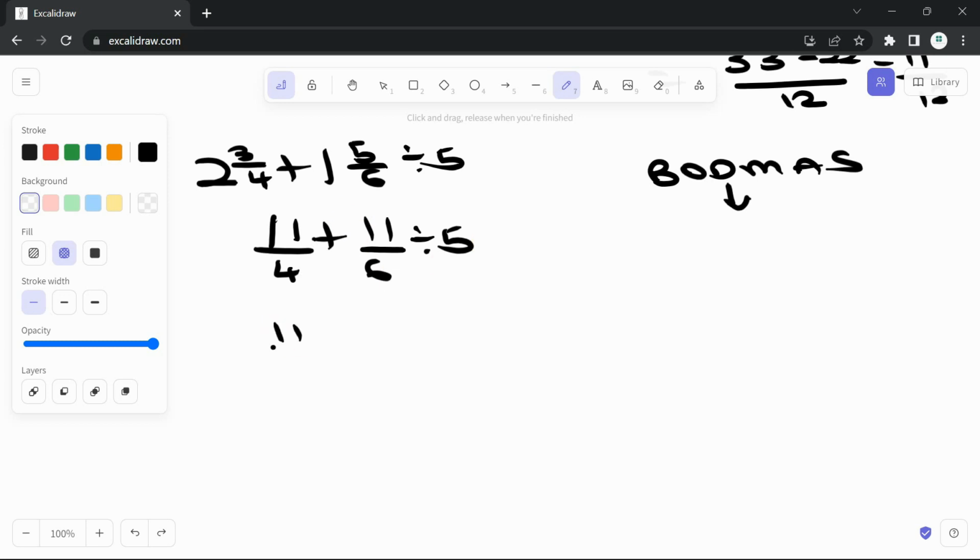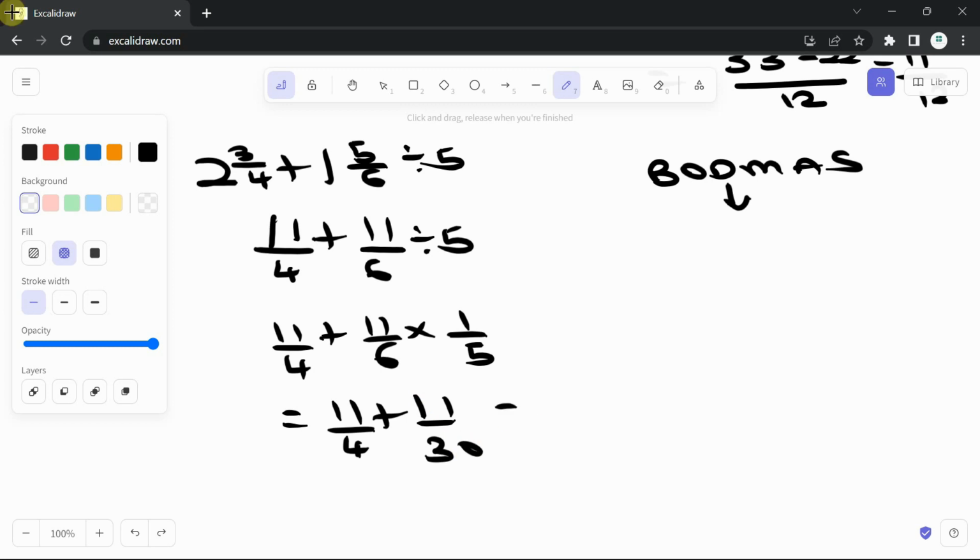So we need to take care of the division aspect, which is these two guys, right? So let's take care of that. So that is 11 over 6 divided by 5. To take care of this division, we take the inverse, 1 over 5, right? So let's solve this. So that is 11 over 4 plus 11 times 1 is 11, 6 times 5 is 30, right? So what is the least common multiple between these two guys?